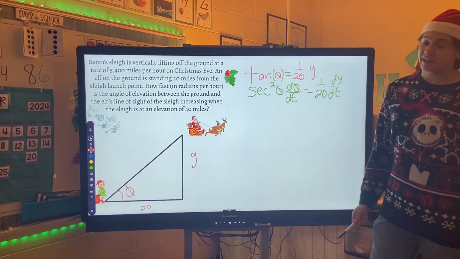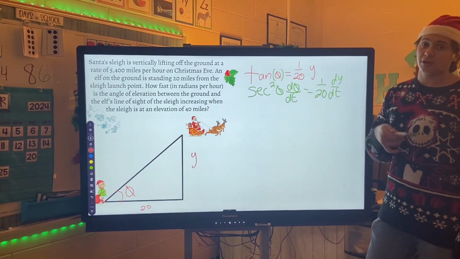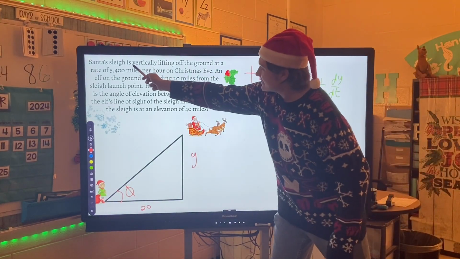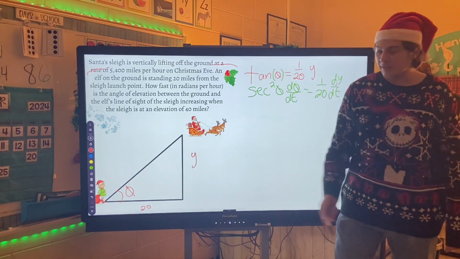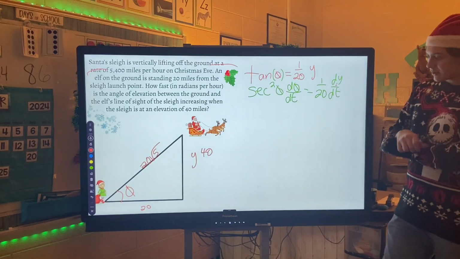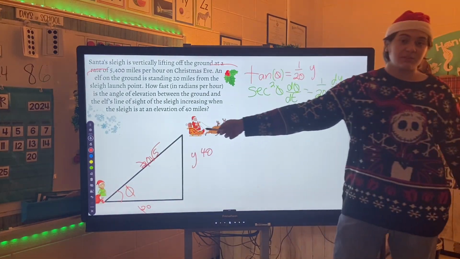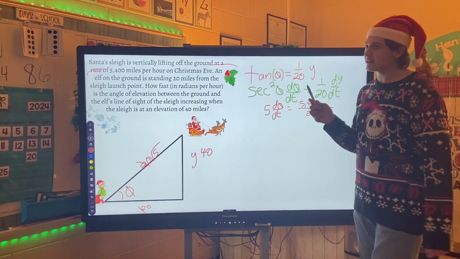Besides our d theta over dt, we know all this other stuff. We know what secant squared of theta is. We know what dy over dt is. dy over dt is 5,400. Why? Because it literally says it. This is just the rate. We use the Pythagorean theorem to find our hypotenuse. Secant is hypotenuse over adjacent. To divide this by this, just with the square root of 5, and we have to square it. Simplify this right side, all you get is 270.